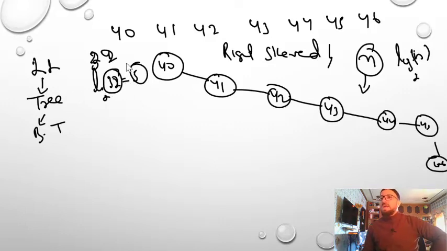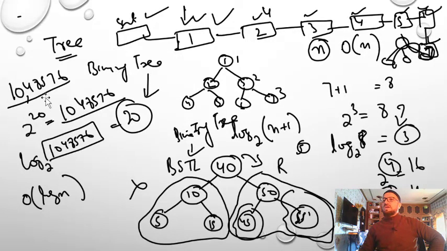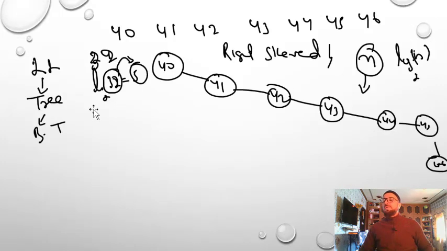So it changes things dramatically. Like I said, if you have 10,48,576 nodes, the height will be only 20. That is log n. Log of 10,48,576 is 20, because 2 raised to the power 20 is this much. Okay, now we said binary tree gets us from n to log n.